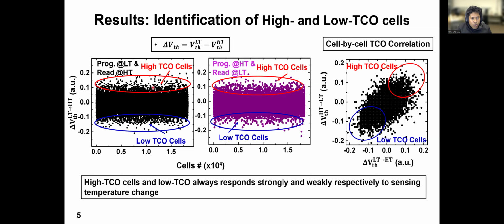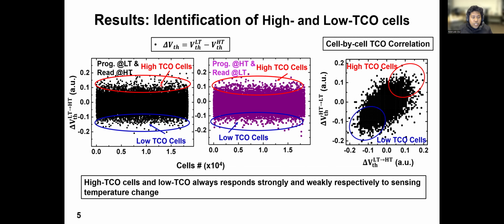Now, we see that in both cases, there will be some cells that have very high threshold voltage shifts. By high, I mean a significant amount of threshold voltage shift, around 0.2 or 0.1, indicated by this red circle. And there are cells indicated by these blue circles that have a very small amount of threshold voltage shift, indicated by negative values like minus 0.1 or minus 0.2. So these blue circle enclosed cells are the low temperature coefficient cells, and these red circle enclosed cells are the high temperature coefficient cells.